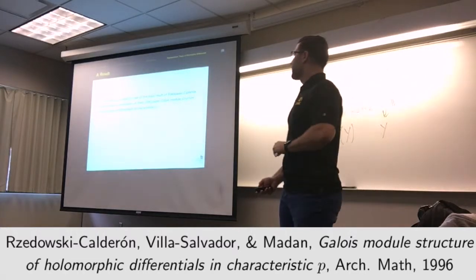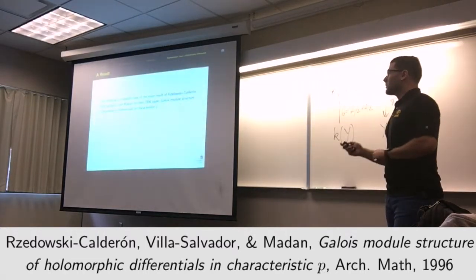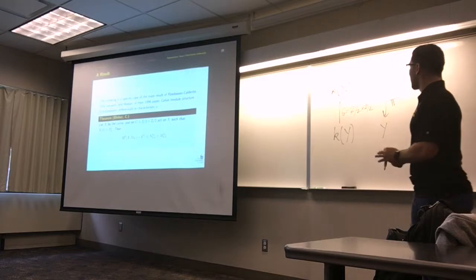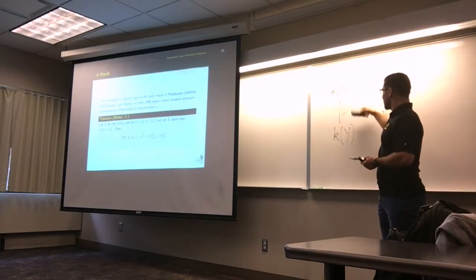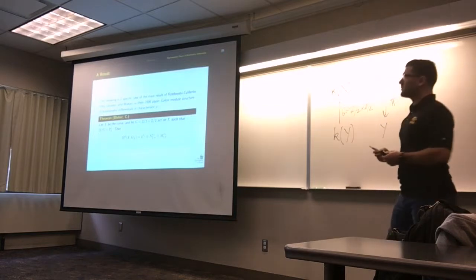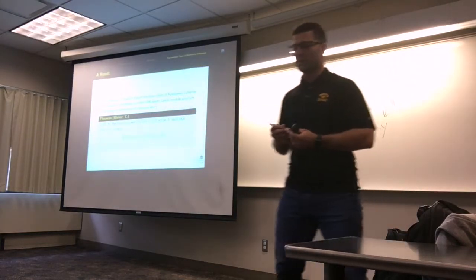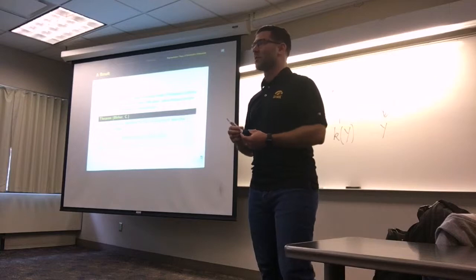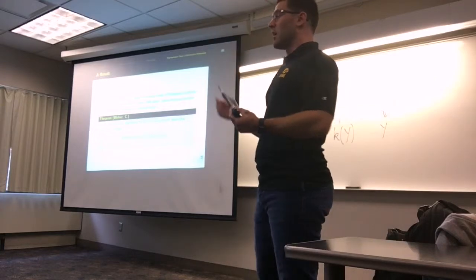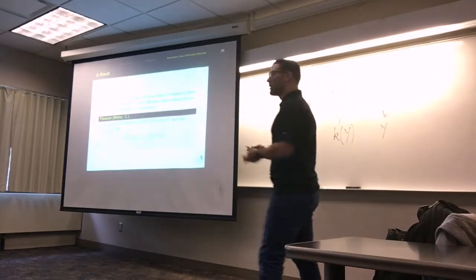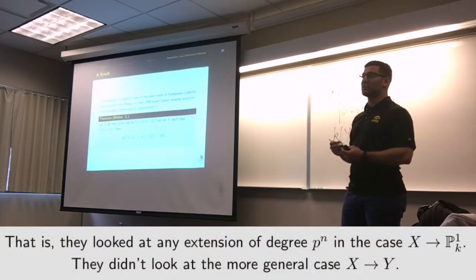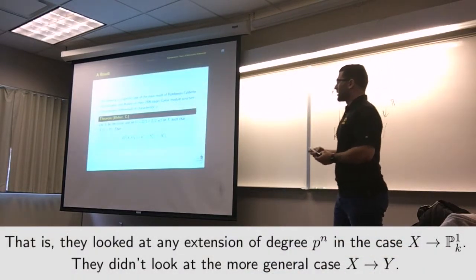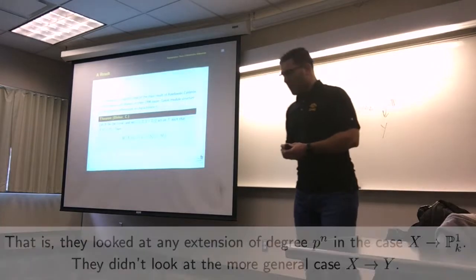Calderon, Salvador, and Madan proved in general that if you have a field extension like this, an elementary abelian extension, so anything that's p to the n, then they proved what the modular structure is in a more general sense. For me, I just want p to be 2 and n to be 2 to get the Klein four-group. They proved what this modular structure is.